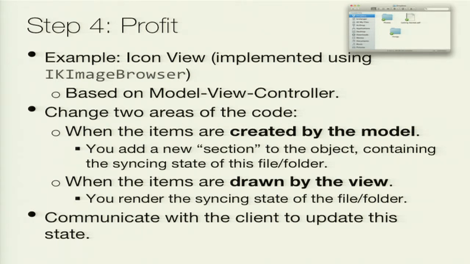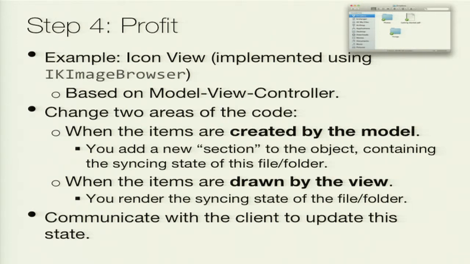But let's take an example. If you use Finder in the icon view mode, which is essentially the grid view that contains all these icons visually aligned as a matrix, that's implemented using a control that's pretty common if you've done OS X development before. Now that is based on model view controller, like most of Cocoa. So to be able to change that, you need to alter two different areas of the code. You want to change the model and you want to change the view.